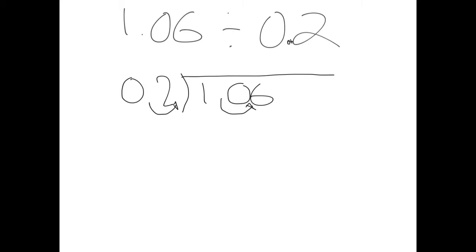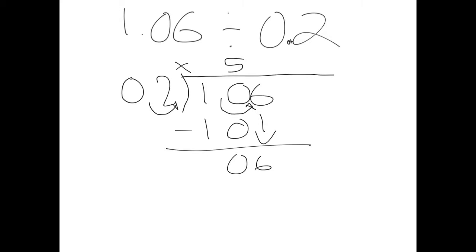So, now we're going to do how many 2's are in 10? 2, 4, 6, 8, 10. 5. So, 5 times 2 is 10. Minus is 0. Now bring down the 6. How many 2's are in 6? 2, 4, 6. 3. 3 times 2 is 6. Oop, that's a big subtract sign. Didn't mean that. Smaller. Which is 0. Now, our decimal, we bring it straight up, and it's 5.3.